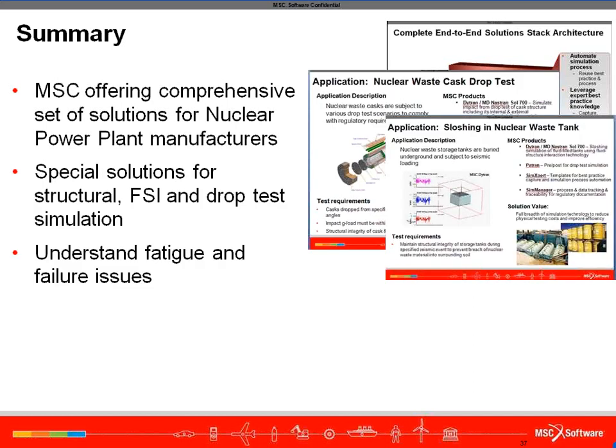And second, MSC offers efficient solutions for drop test, sloshing, thermal management, or mechanical system and control simulation. Considering the challenge of building even larger structures in the future, the capability to understand and avoid fatigue and other failure issues before building the first prototype will help reduce the maintenance and repair costs, thereby increasing the possible return on investments for power plant manufacturers and suppliers.